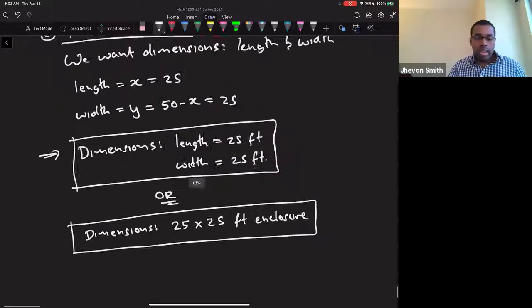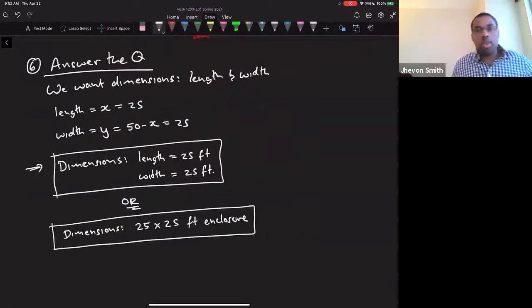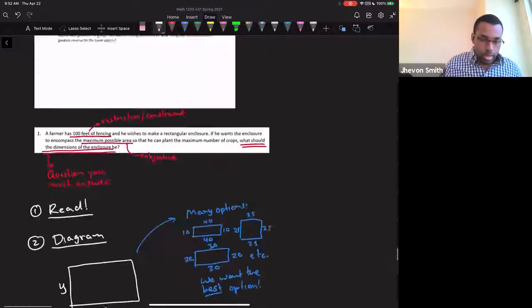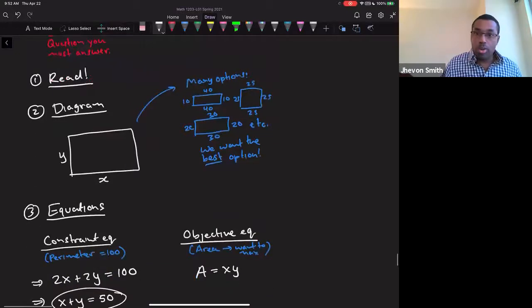But at the end of the day, you have to solve the farmer's problem. You have to tell him what dimensions he needs. You need 25 feet along the length, 25 feet along the width. This will give you the maximum possible area. That's it. That is optimization. So 1, you read. 2, diagram. Your diagram is going to represent a whole infinite host of possibilities. You need to find the best one.